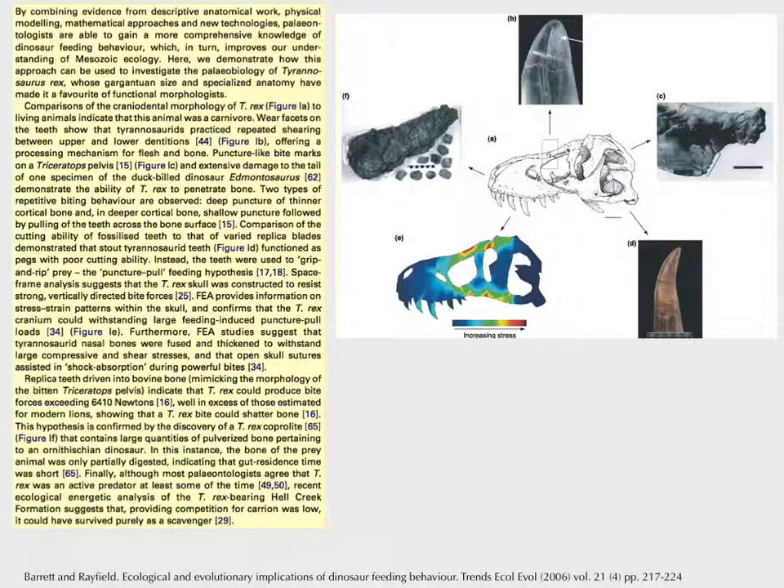If I'm trying to eat a live hadrosaur, it's running around, so you need a very strong skull to handle those stresses. So you can do an analysis of the T-Rex skull and ask whether it would be strong enough to take down a struggling hadrosaur with a snap. You also look at wear patterns to see what it would be.